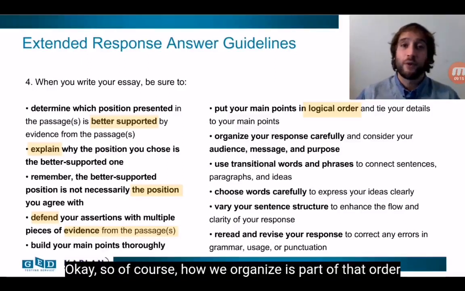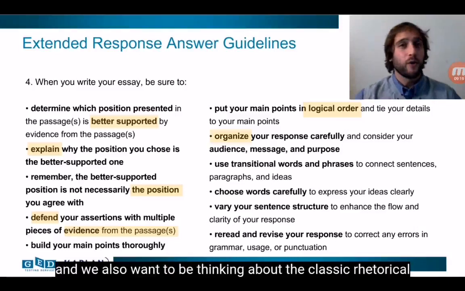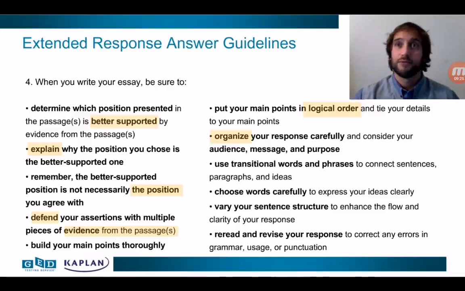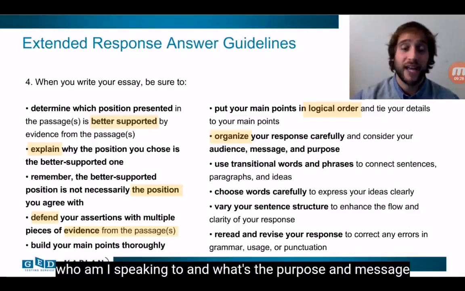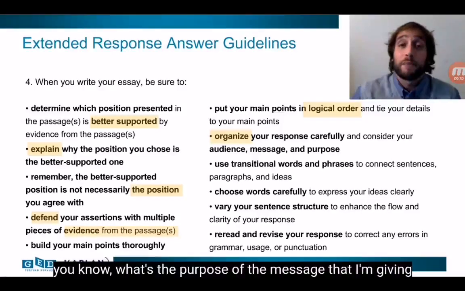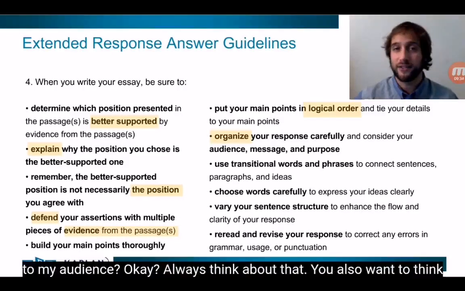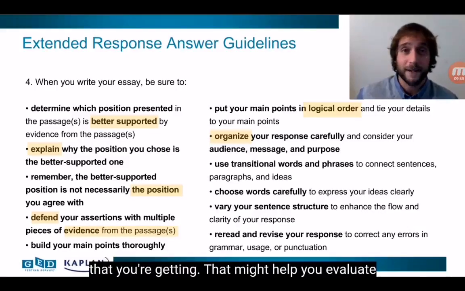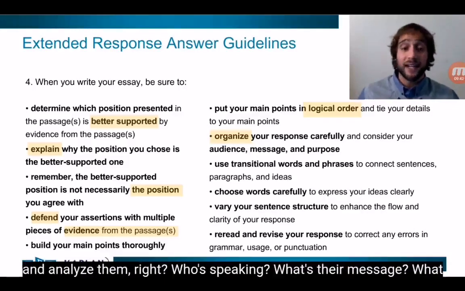Okay, so of course, how we organize is part of that order. And we also want to be thinking about the classic rhetorical triangle, which is always, okay, who am I speaking to? And what's the purpose of the message that I'm giving to my audience? Okay? Always think about that. You also want to think about the rhetorical situation coming from the passages that you're getting. That might help you evaluate and analyze them, right?